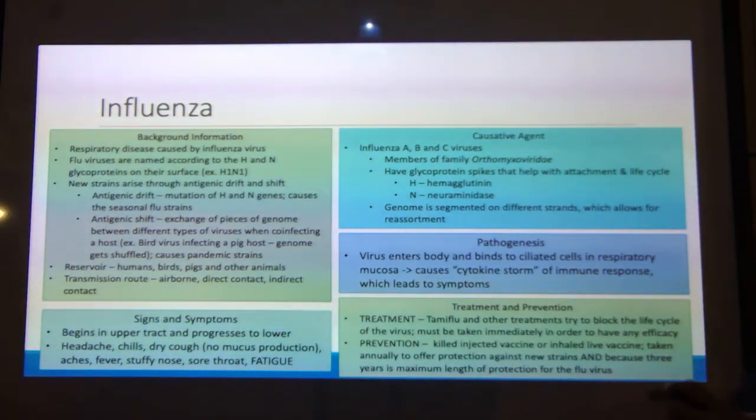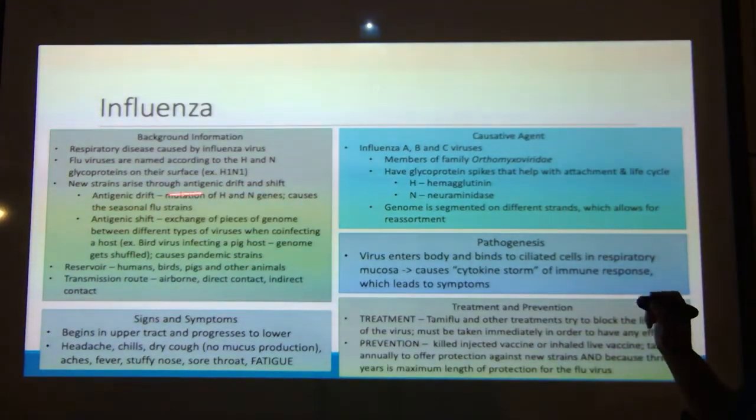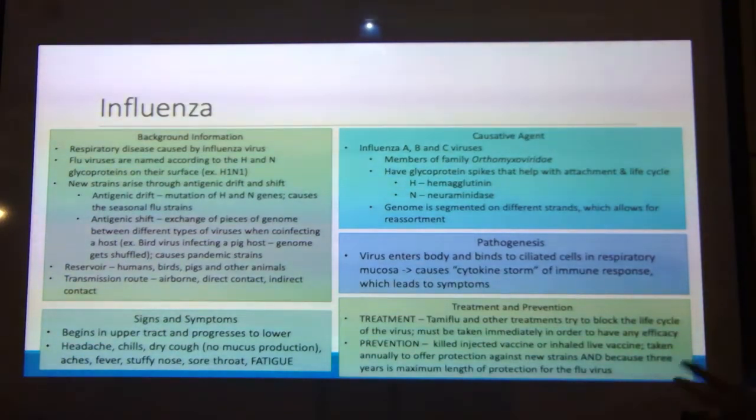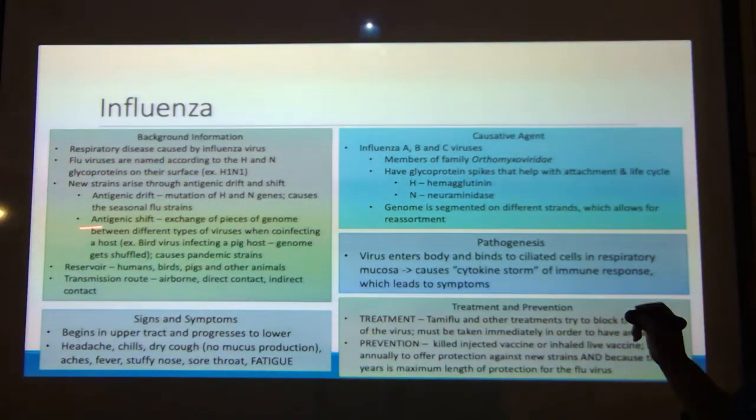Antigenic drift is the mutation of the H and N genes that causes the seasonal flu strains. You know how we have to get flu shots every single season? Viruses tend to mutate very, very quickly. With that in mind, antigenic drift is mutations in these genes.